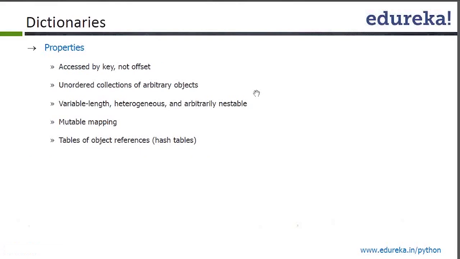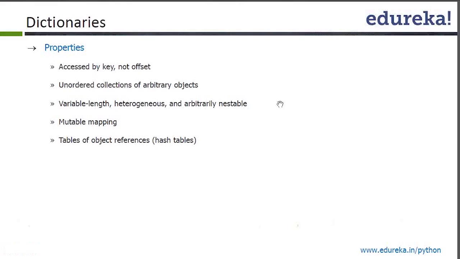Properties are accessed by key and not an offset. It's a key value pair, so whenever you have to access a dictionary, you use the key to access the value. Unordered collection of arbitrary objects, variable length, heterogeneous and arbitrarily nestable. You can have a dictionary within a dictionary. Mutable mapping, you can edit the dictionary, you can change it, unlike tuples, which are immutable. Dictionary is mutable. And tables of object references, it has hash tables as well.